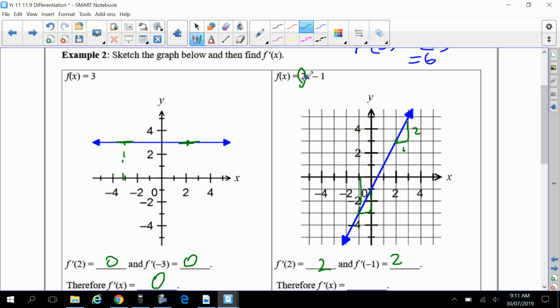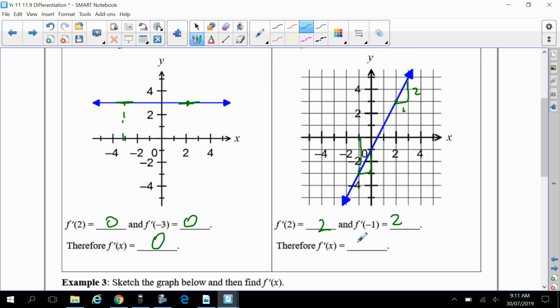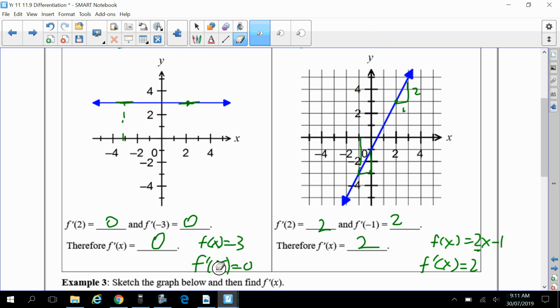You don't need to think like this one. You just go 0x plus 3, the gradient is 0. Well, that's for a straight line. It's just easy. So if f of x equals 2x minus 1, the derivative is just the number in front of x. Pretty straightforward. What if f of x is 3? The derivative is 0.